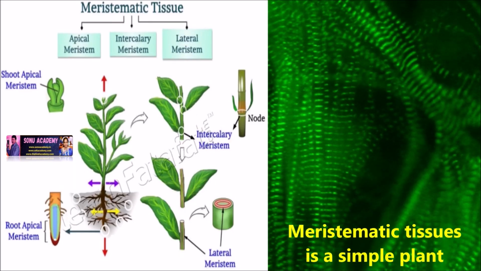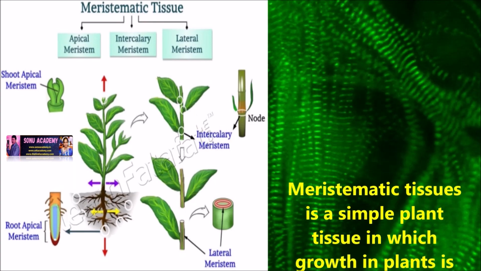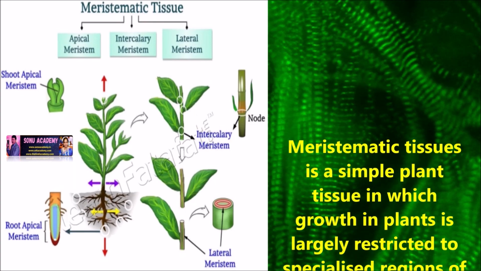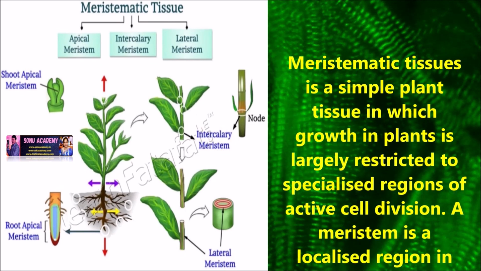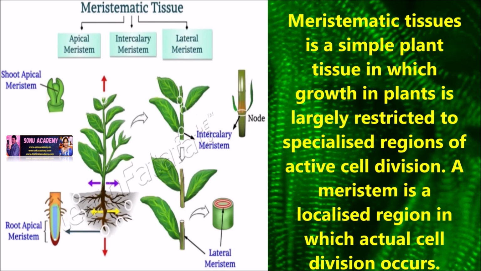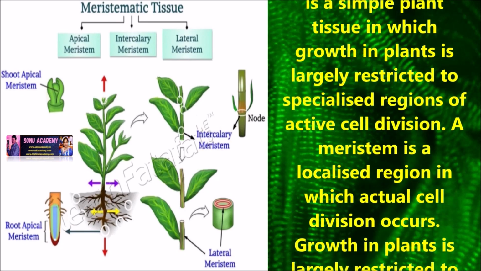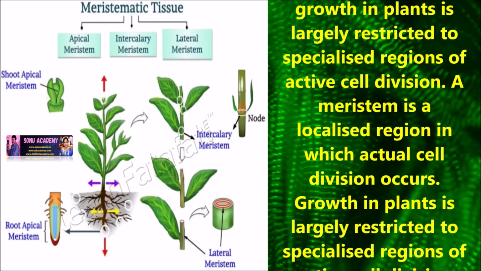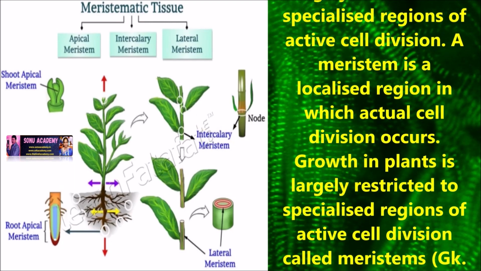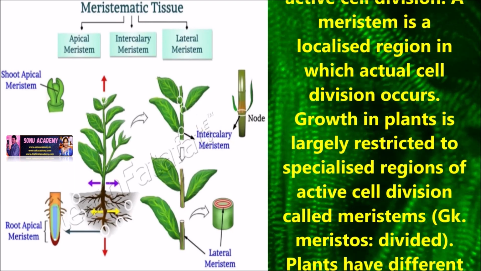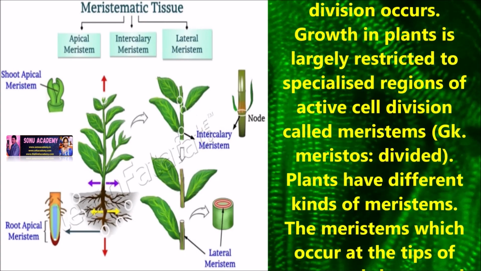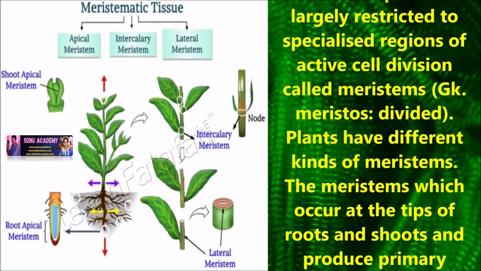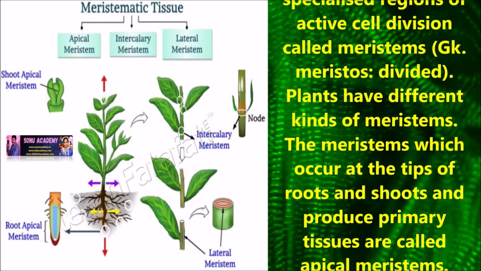First, let us discuss meristematic tissue. Meristematic tissue is a simple plant tissue in which growth in plants is largely restricted to specialized regions of active cell division. A meristem is a localized region in which actual cell division occurs. Growth in plants is largely restricted to specialized regions of active cell division called meristem.